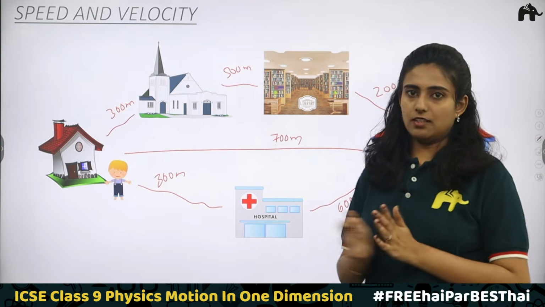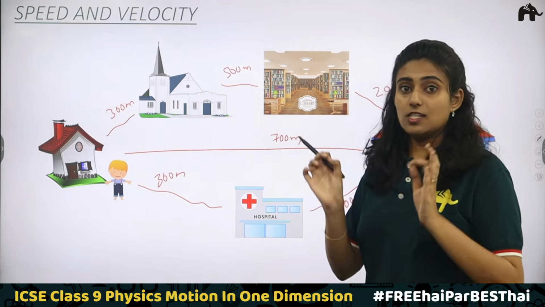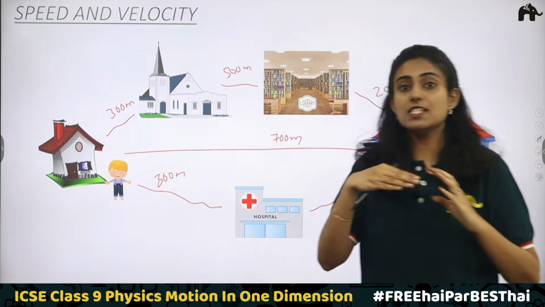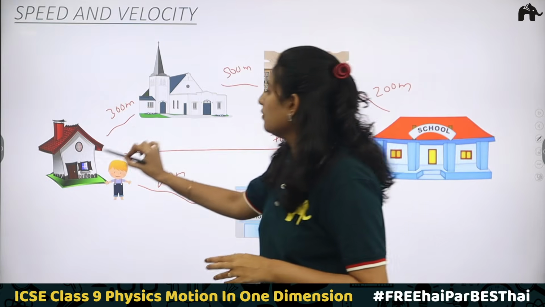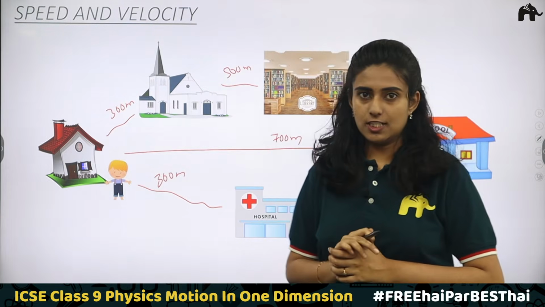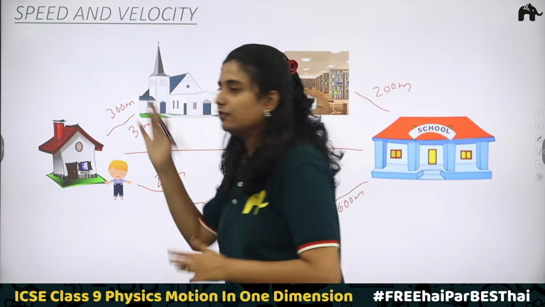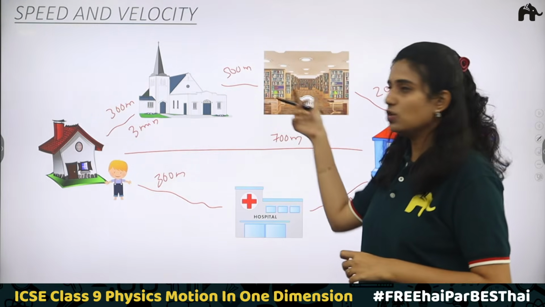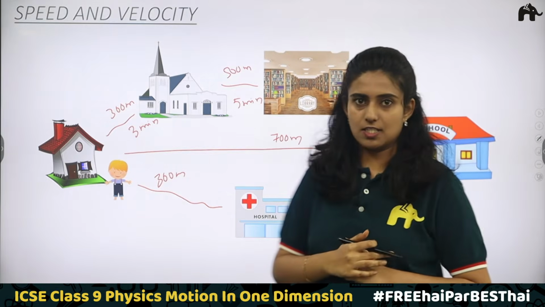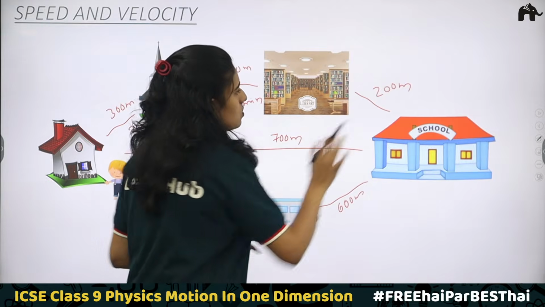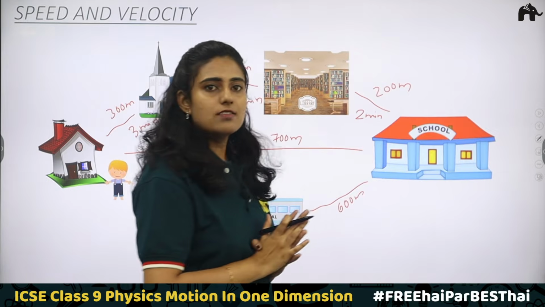So what is speed? How to find the speed? We have a speedometer. In case of vehicles you will be seeing a speedometer in which the variation of speed can be seen. So let's say from home to church the boy takes a time of 3 minutes to travel a distance of 300 meters. From church to library he takes 5 minutes to travel a distance of 500 meters. From the library to school he takes 2 minutes to travel a distance of 200 meters.